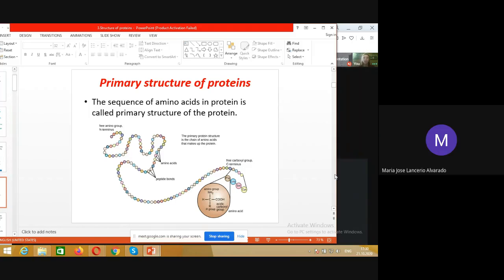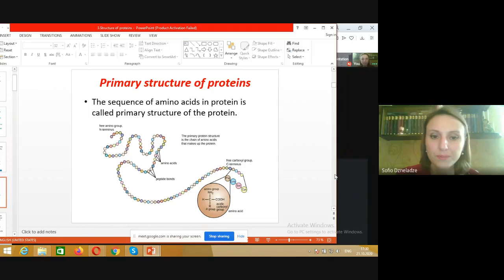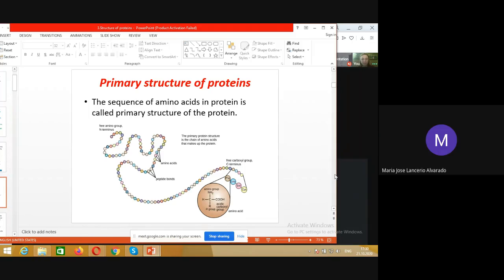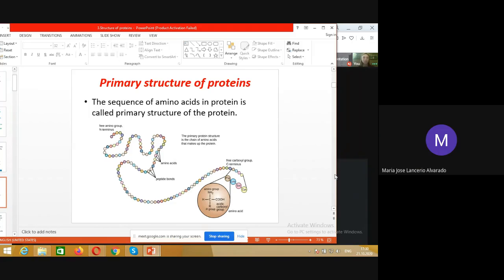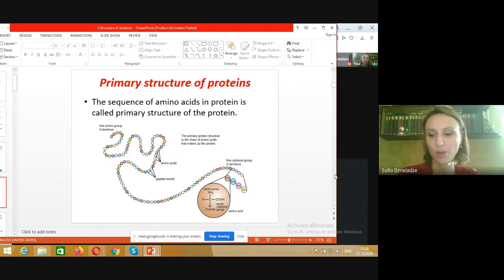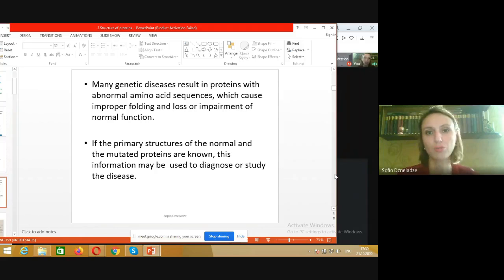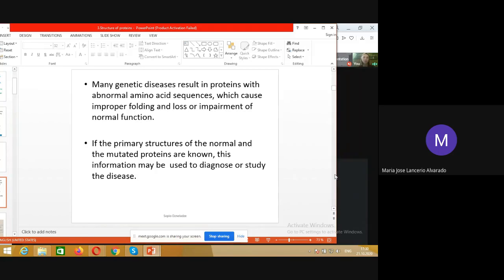Okay, and which bond is given in the primary structure? Just a peptide bond, yes. Why just a peptide bond? Because the amino acids join with this peptide bond. Just the peptide bond is given in the primary structure of proteins. But we have also the secondary structure. There we have a peptide bond and also a hydrogen bond.